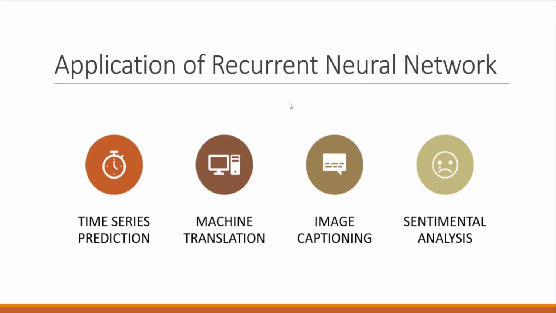Now we will discuss some applications of RNN. RNN is basically used in time series prediction, machine translation, image captioning and sentiment analysis. For example, if we are talking about time series prediction, the price of stocks in a specific month can be predicted by using an RNN. Also we can be given an input in one language. For this we are going to use machine translation. Suppose you want to convert one language into a different language, you can use RNN and easily translate the input into a different language.